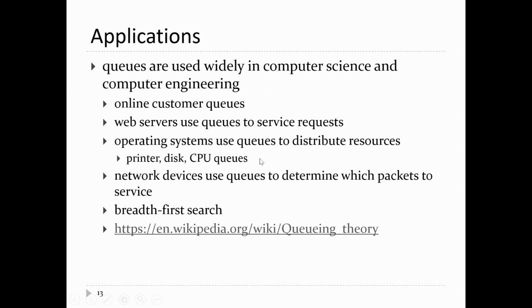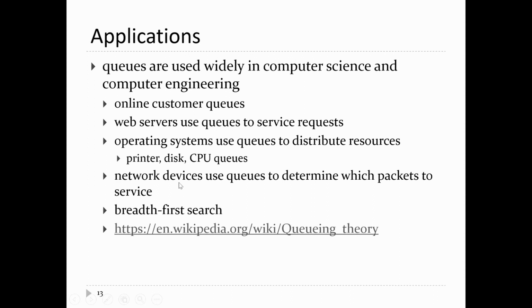Your operating system is essentially responsible for distributing resources to running processes, and the resources on a computer are finite. You have finite memory, finite CPU, finite disk, finite network bandwidth. All requests for these things go into queues. You need to print something, you go into a printer queue. A process needs to access the disk, it goes into the disk queue, et cetera.